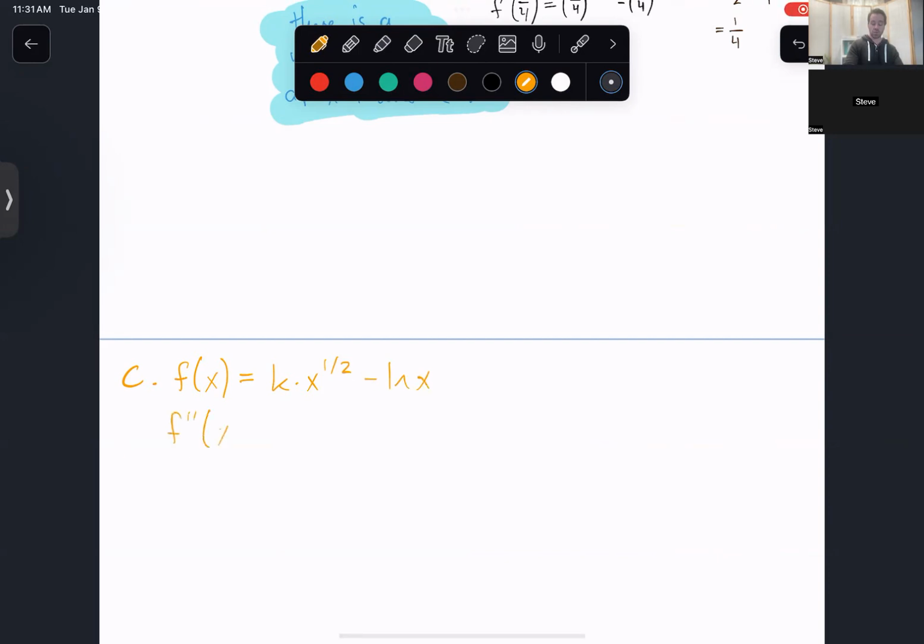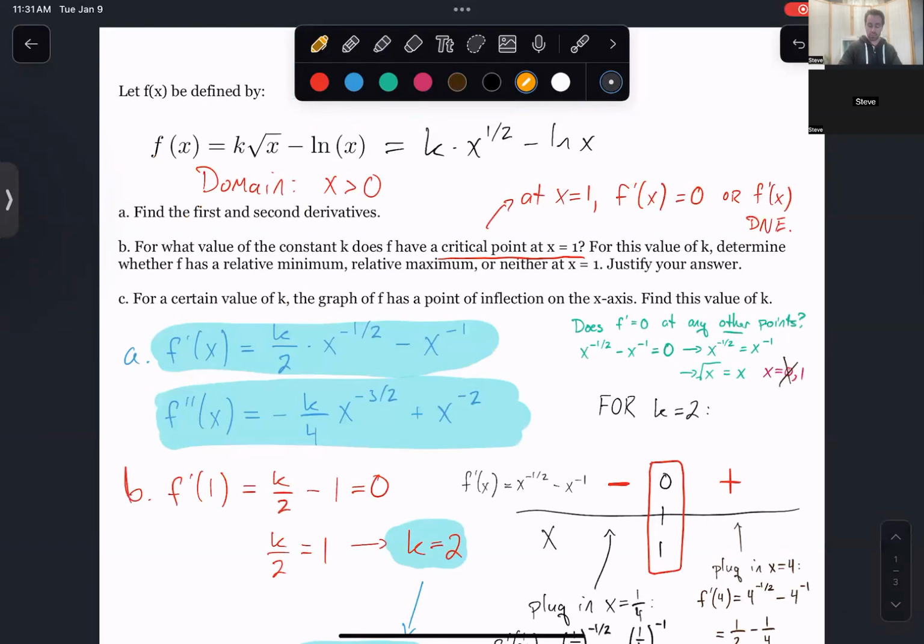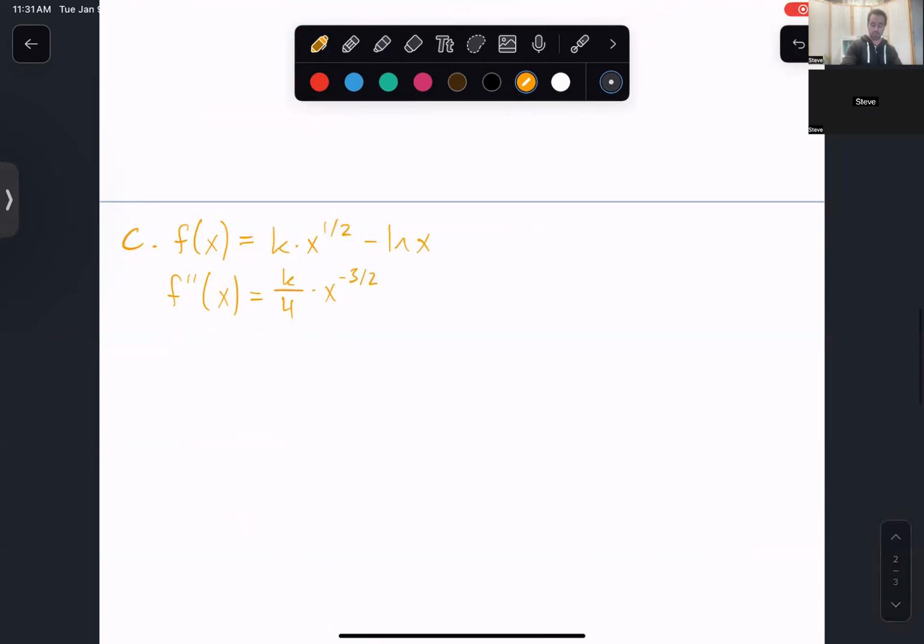And we're interested in an inflection point, which means that we're worried about the second derivative. So I'm going to copy the formula we got for the second derivative from earlier. K over 4 times x to the negative 3/2. Oh, hang on. That was supposed to be negative, wasn't it? Yes. Details matter. Negative k over 4 times x to the negative 3/2, and then it was plus x to the negative 2. All right, great.